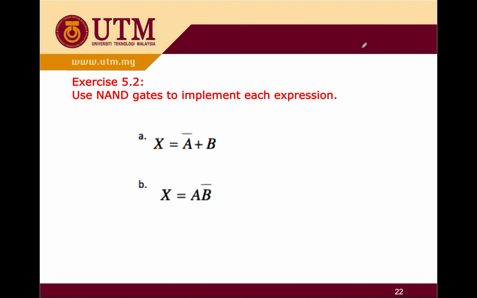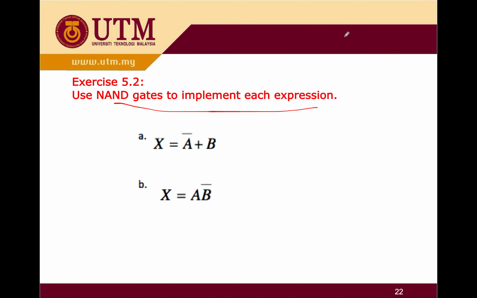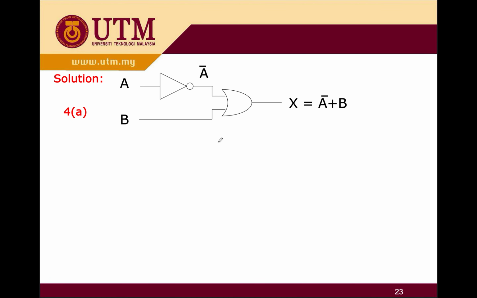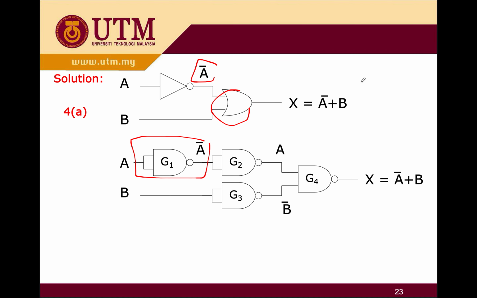And there is an exercise. Use the NAND gate to implement each expression. So let's say question number A, you have A bar plus B, so you can have A bar over here and then you plus with B, which is using an OR gate. Or using the NAND gate over here, you will notice that you are using one NAND gate. And OR gate, you need to remember OR gate is going to have 3 NAND gates. This one represents the OR gate. So lastly, you will get like this.